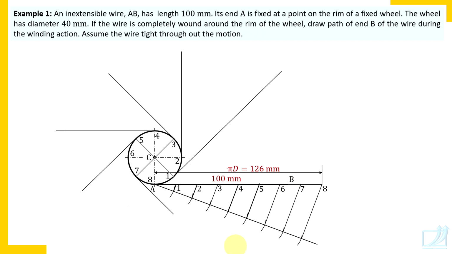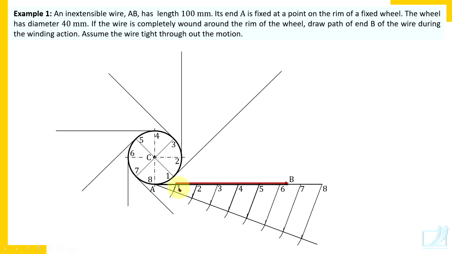And now we are ready to mark intermediate positions of point B. Point B starts moving now in anti-clockwise direction so that the wire gets wound over the circle. Now remember, dimensions are to be inserted after completing the drawing. Okay, now let's mark 8 intermediate positions of point B. Try to understand how to do that.